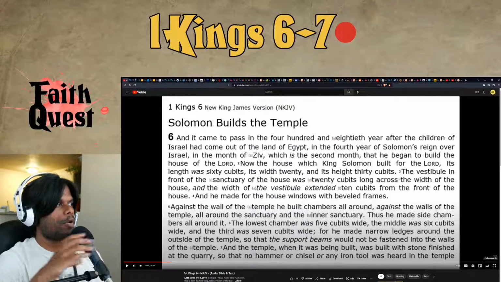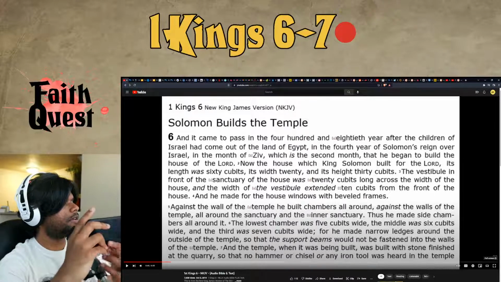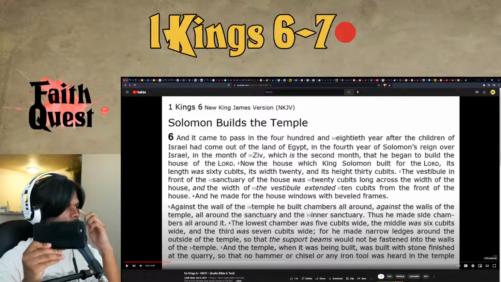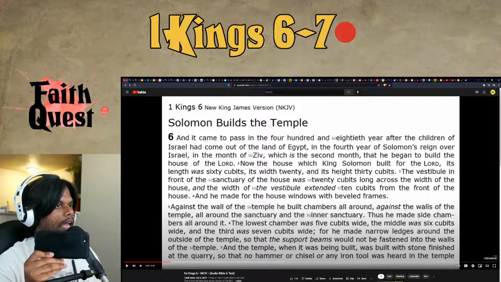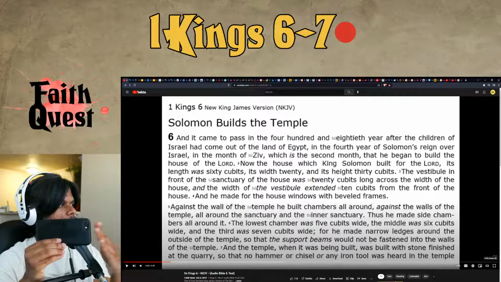Because if we're positioning this, this is at the front of it, right? Now the house which King Solomon built for the Lord, its length was 60 cubits and width 20 cubits, right? Okay. And its height 30 cubits. The vestibule in front of the sanctuary, right? So you have the sanctuary, right? And the vestibule in front of the sanctuary, right? Okay, so it's in the front. Okay, let me just do this. In the front of the sanctuary.